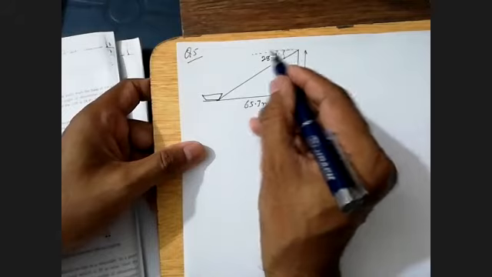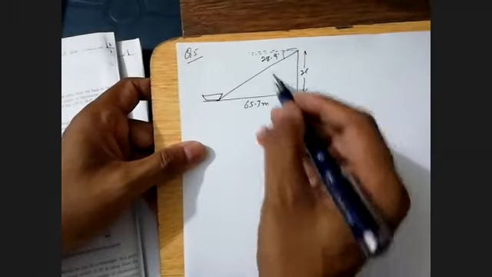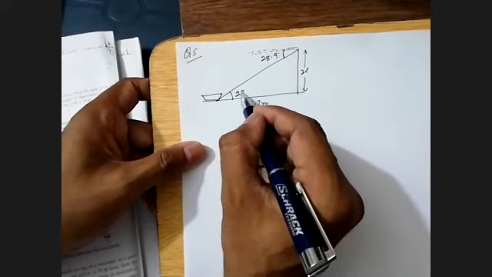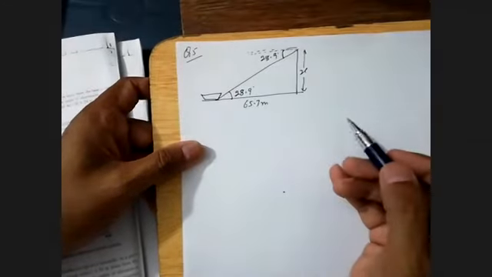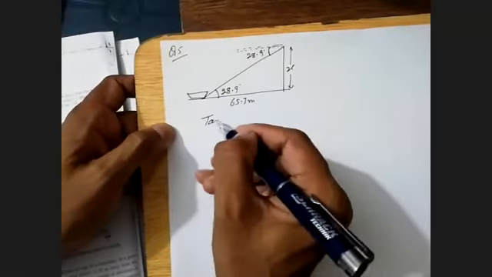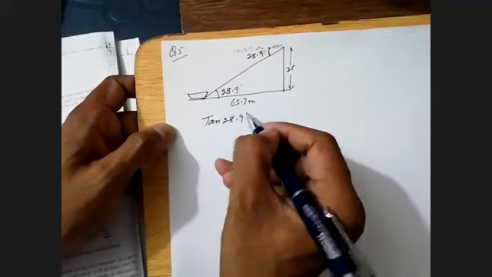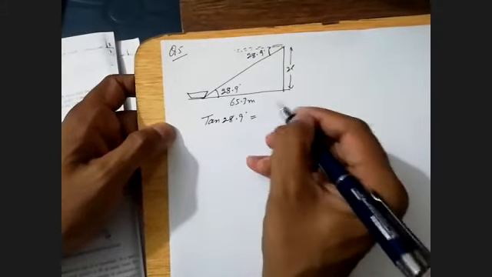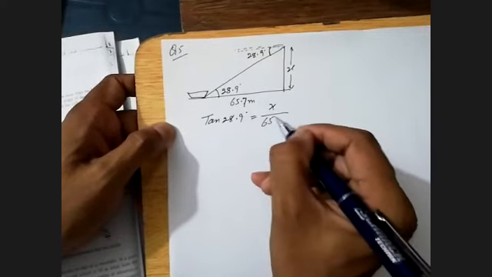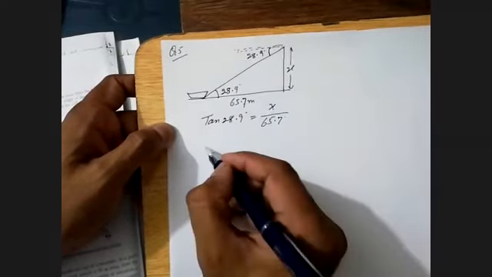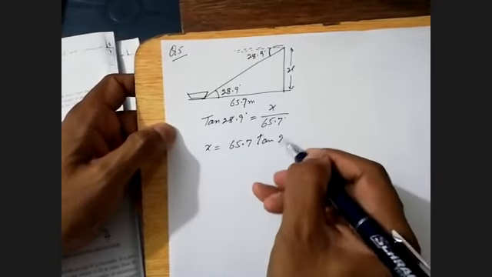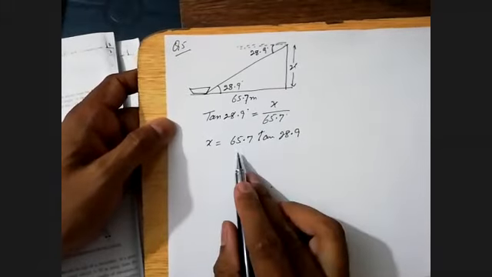So as I told you, these two lines are parallel, horizontal lines. So whatever the angle of depression is, the same is the angle which is here at the bottom. Again, you can see that you have to apply the tangent. Tangent 28.9 degree is equal to perpendicular over base. Well, so x is equal to 65.7 into tangent of 28.9. You can notice how I am writing.